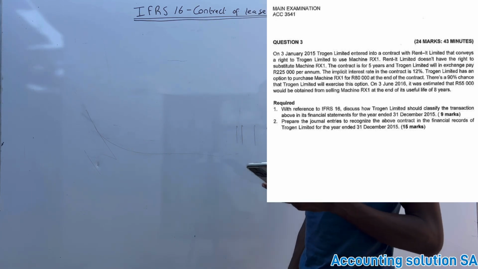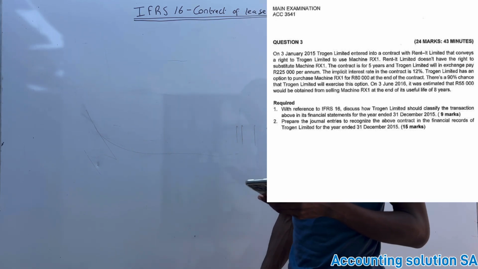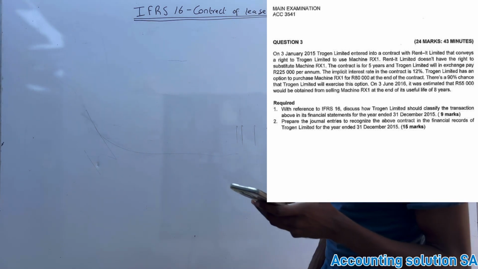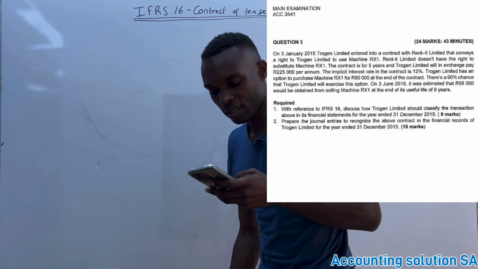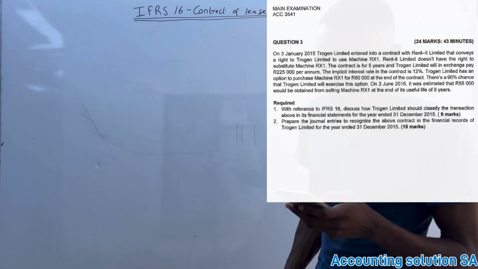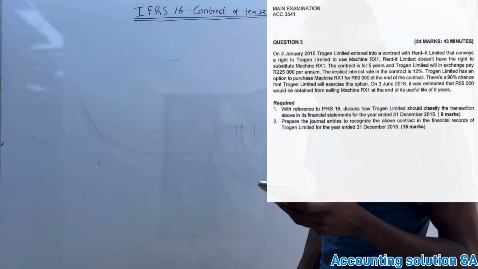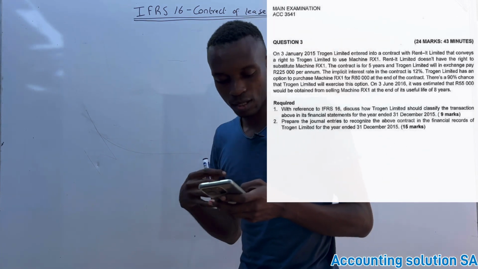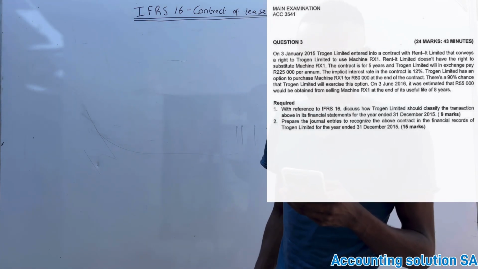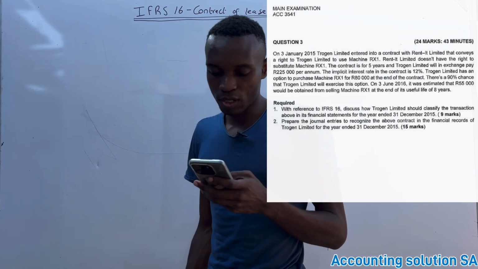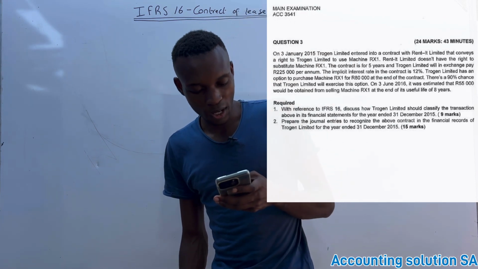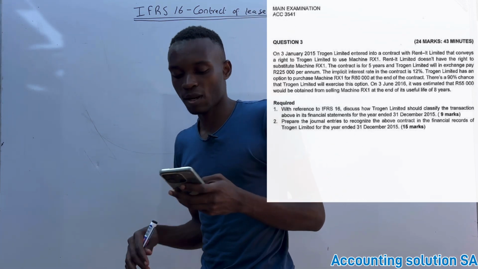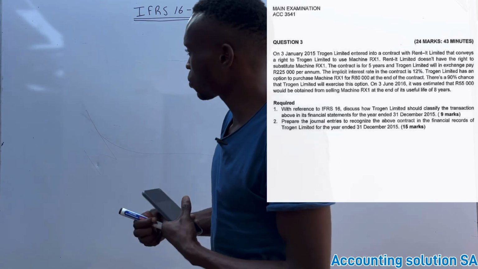Okay, they said that number 1 required, with reference to IFRS 16, discuss how Trojan Limited should classify the transaction above in its financial statements for the year end 31 December 2015. Then it's 9 marks for discussion. Then number 2, they said that we need to provide a journal entry to recognize the above contract in the financial records of Trojan Limited for the year end 31 December 2015. Then it's 15 marks to do a journal. Okay, we're going to start with number 1.